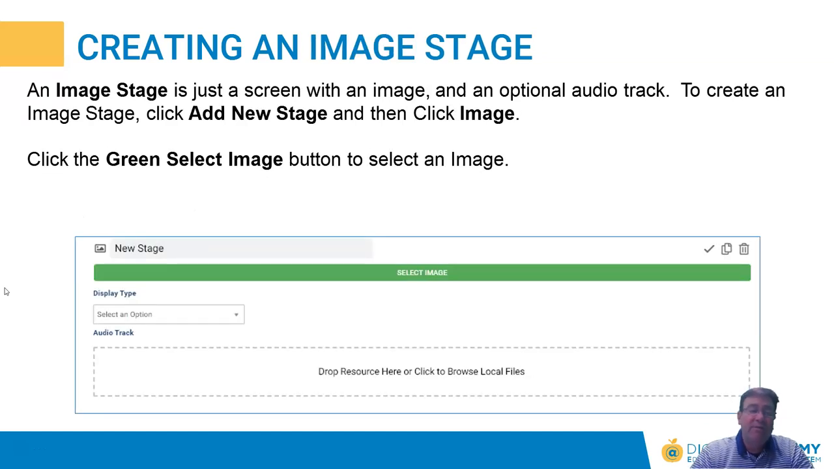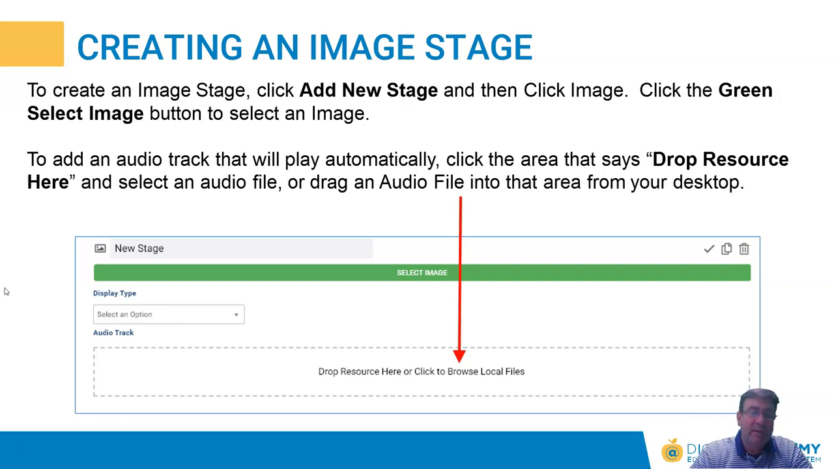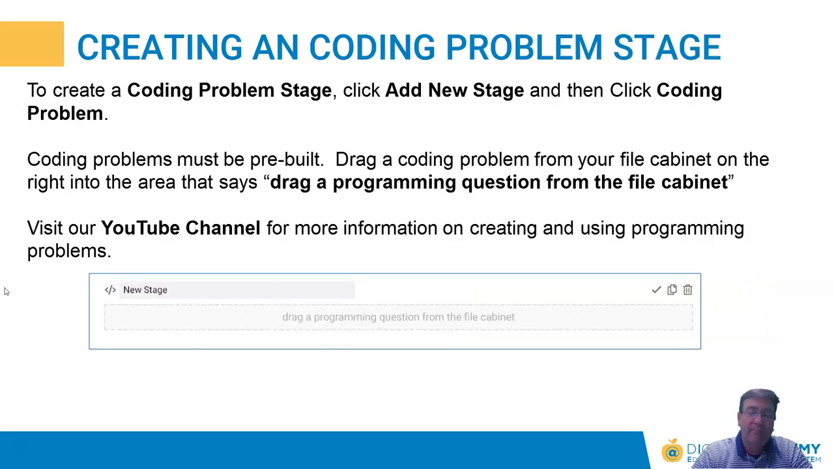An image stage is just a stage with a full screen image and an optional audio track. To create an image stage, click Add New Stage and then click Image. Click the green Select Image button to select an image. If you'd like to add an audio track, click the area that says Drop Resource here and pick the audio track from your computer, or drag an audio file into this area from your desktop.